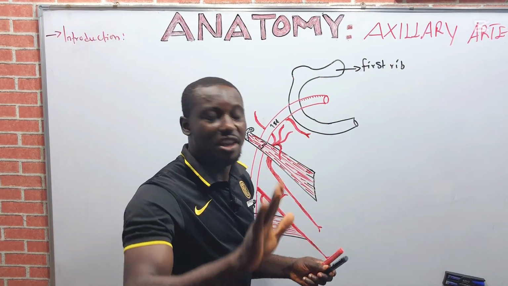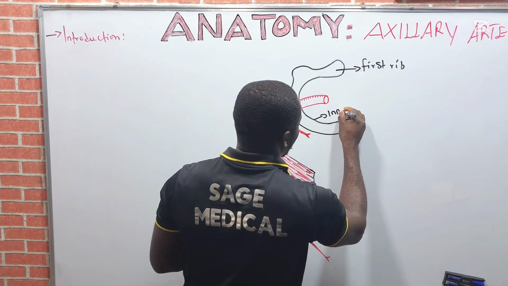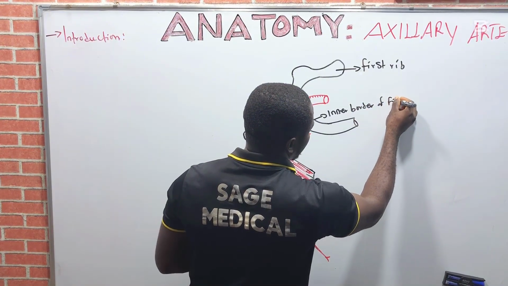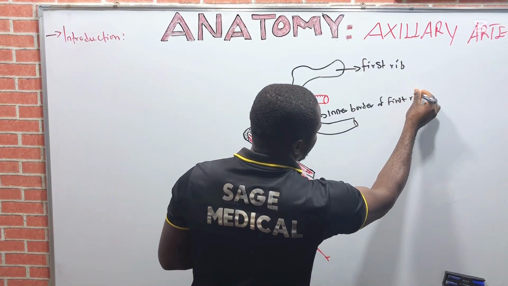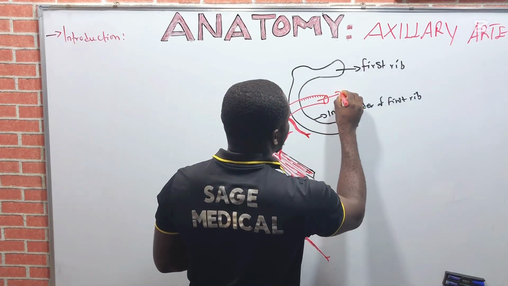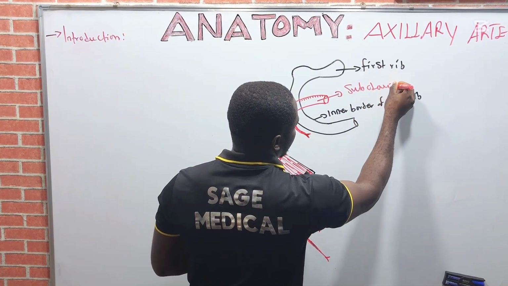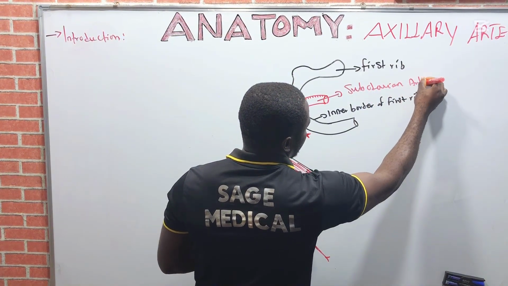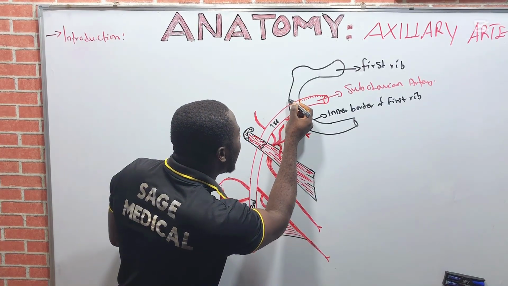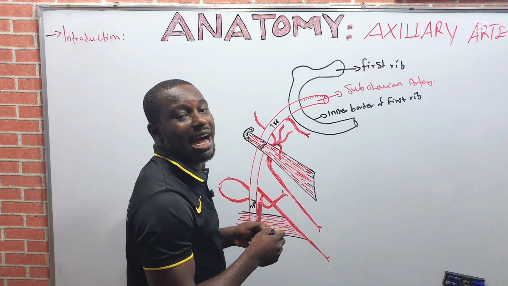Still remains the subclavian artery. So this is the inner border of the first rib. The inner border of the first rib still remains the subclavian artery. This is the subclavian artery. While from the outer border here going downward is the axillary artery.